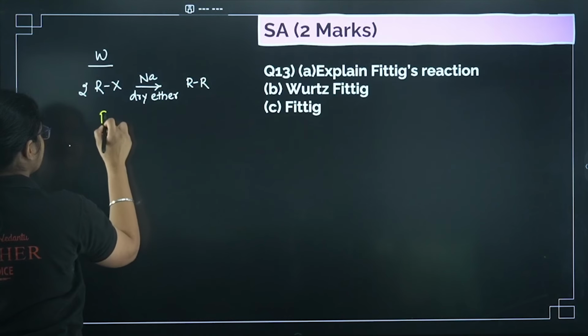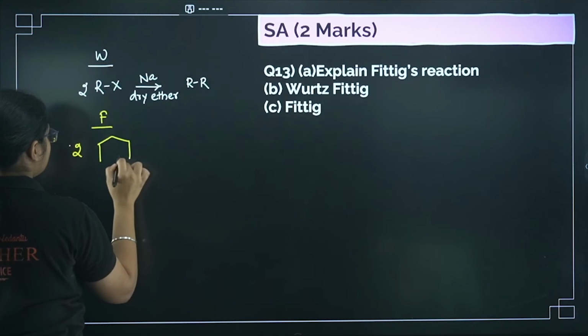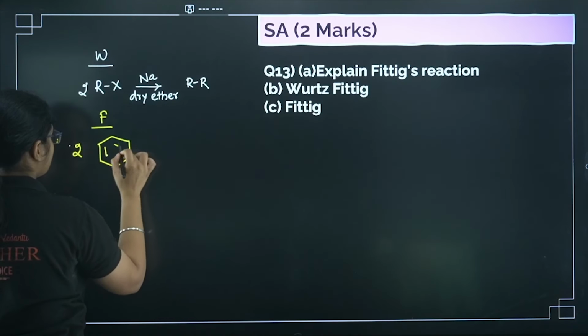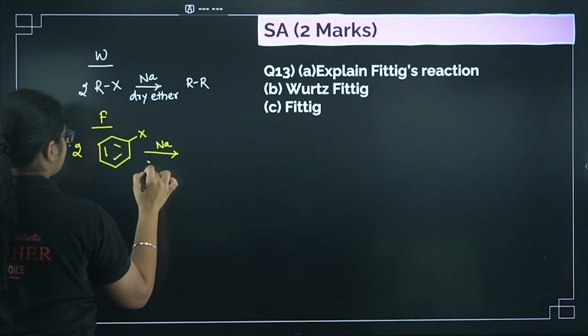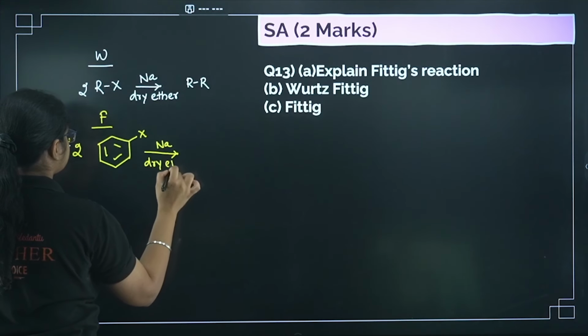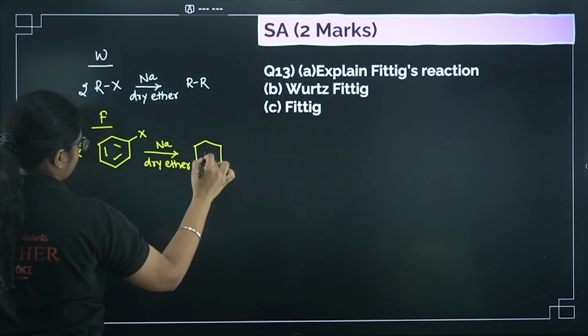Next we have Fittig reaction. In Fittig reaction you have 2 benzene rings, and you have Na, and if you use dry ether you will get 2 benzene rings connected.